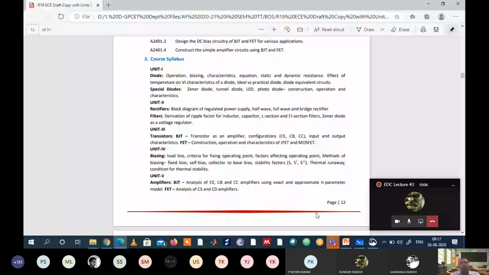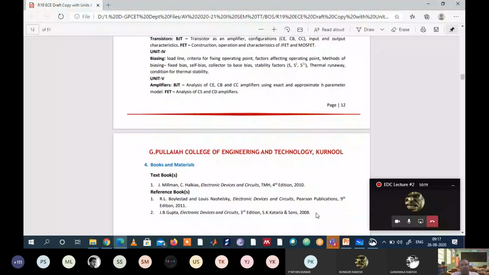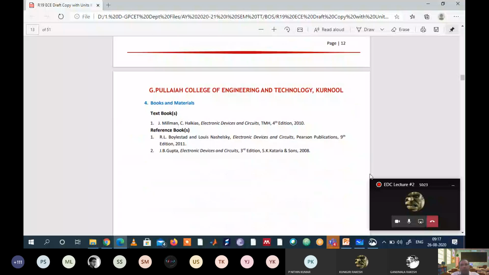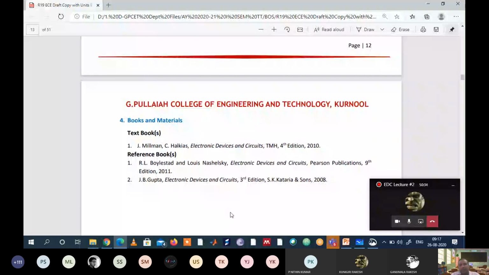So dear students, this is the complete course syllabus that we have designed for you. And if you come to books, the first book you need to follow is by Jacob Millman and Halkias. It is black in color. You can find all these books in the market, and also in our library and digital library. You can buy this book, or you can borrow it.